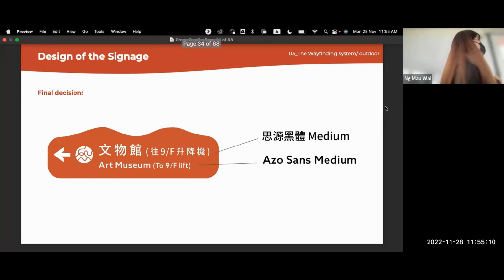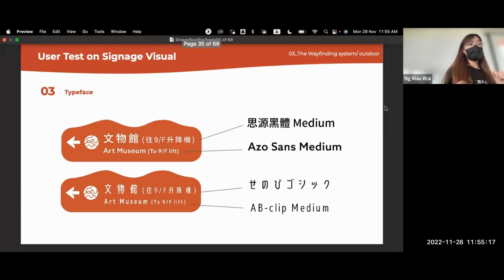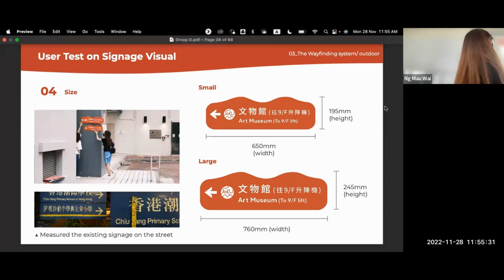For the typeface, we also had 2 options in our user test, and our final decision is Siri Hatai for Chinese and Asusong for English, as our users said that the readability and legibility of Siri Hatai and Asusong is better than the other one. So our final decision is this one.